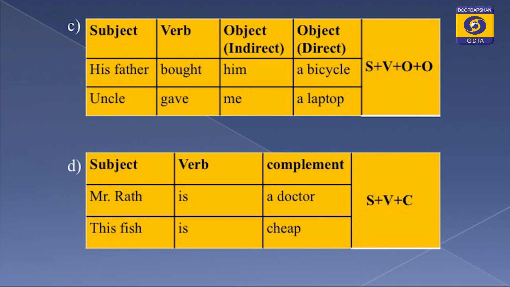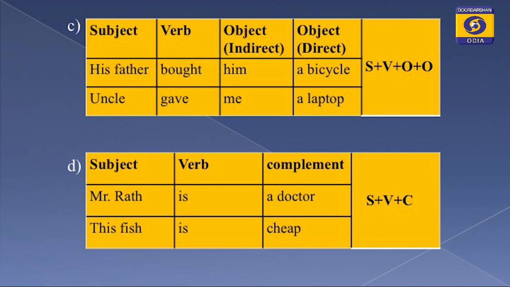And you see another example. Uncle gave me a laptop. Here you see uncle is the subject, the verb is gave, a laptop is the direct object, and me is the indirect object. This pattern is called the subject, verb, indirect object and direct object pattern. And another pattern is the subject, verb plus complement pattern, or S plus V plus C pattern.